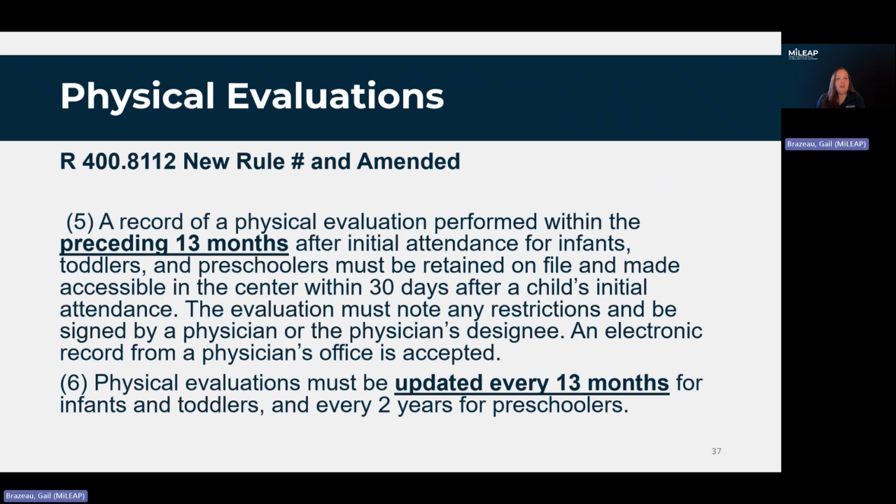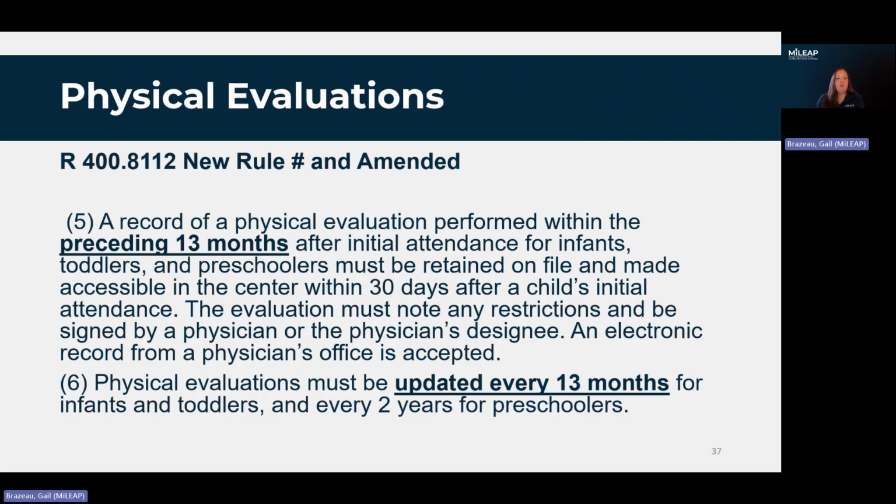Rule 8112 continued regarding physical evaluations. Subrule 5. A record of a physical evaluation performed within the preceding 13 months after initial attendance for infants, toddlers, and preschoolers must be retained on file and made accessible in the center within 30 days after a child's initial attendance. The evaluation must note any restrictions and be signed by a physician or a physician's designee. An electronic record from a physician's office is acceptable.